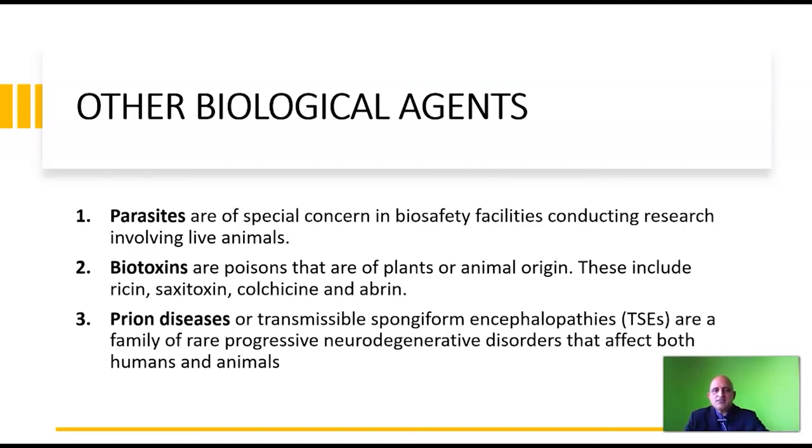There are other biological agents. These include parasites, and they are a cause for concern, especially in facilities that conduct experiments with live animals. Biotoxins are poisons that are of plant or animal origin. These include ricin, saxitoxin, colchicine, and abrin. Prion diseases, or transmissible spongiform encephalopathies, TSEs, are a rare form of progressive neurodegenerative disorder that affect both humans and animals.